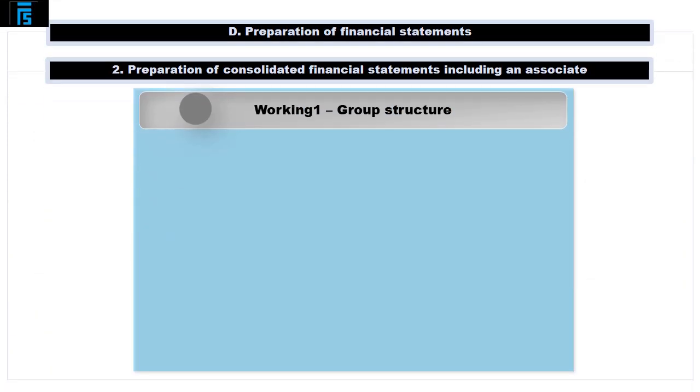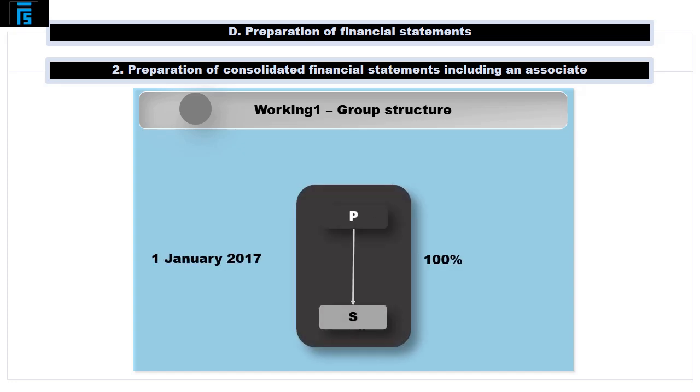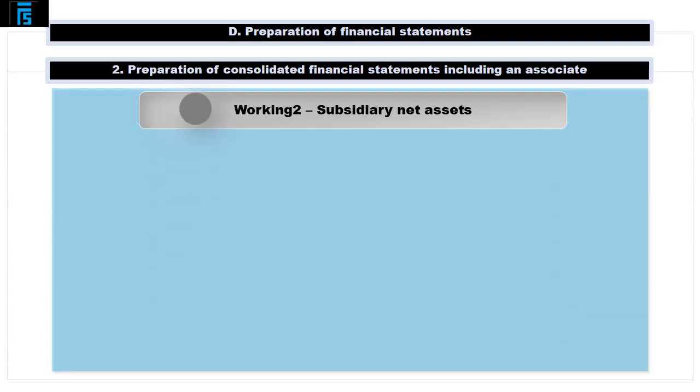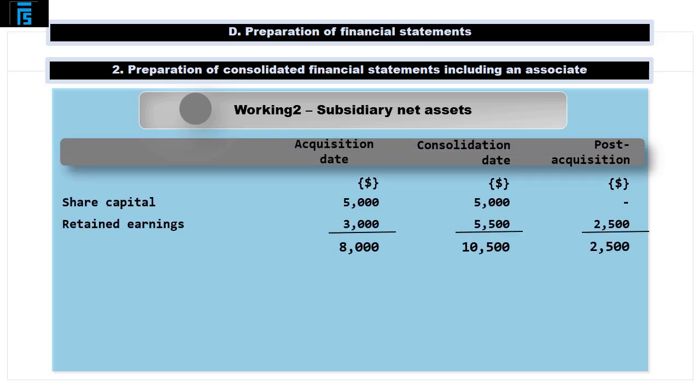Just as before, the first working concerns group structure, and we will once again write that P owns 100% of S as at the 31st of December 2017, which we have identified as the date of consolidation. The second working is subsidiary net assets, and once again we are going to have the same three columns as before, so that's acquisition date, consolidation date, and post-acquisition. This time, however, we will have an opportunity to make more use of all three.